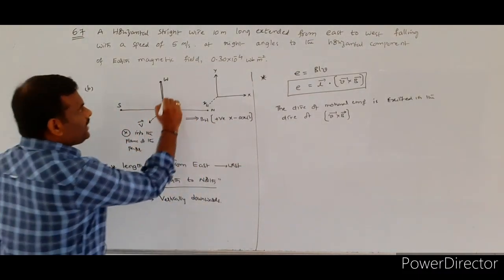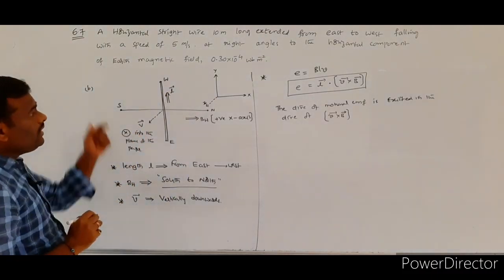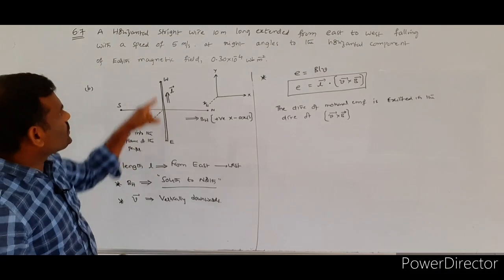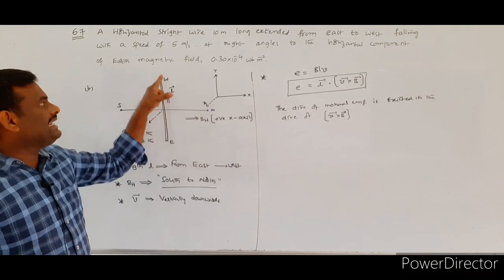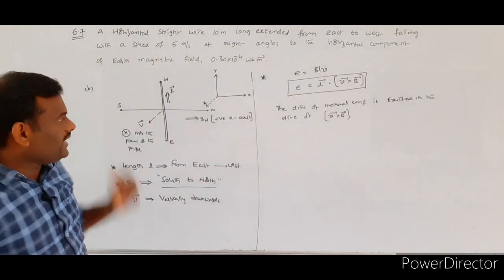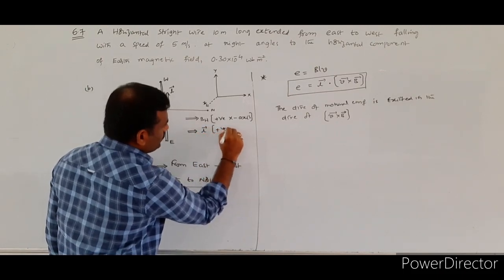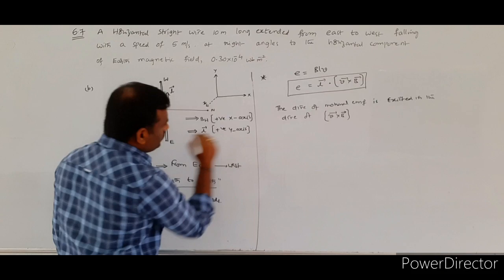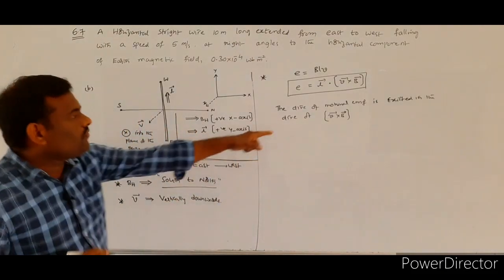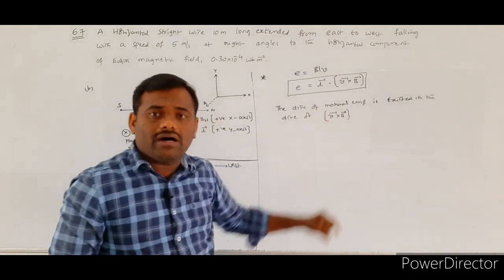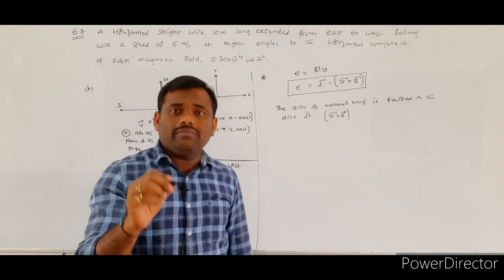Next, I already told you the length will be measured in the direction from east to west. So L bar will be acting in which direction? Along the positive y-axis. Next, one more physical quantity is there. What value do you need here? V bar. What is the V bar? The direction of the velocity of the given metallic conductor.